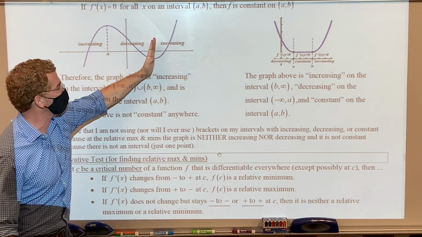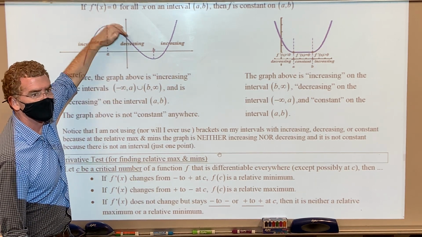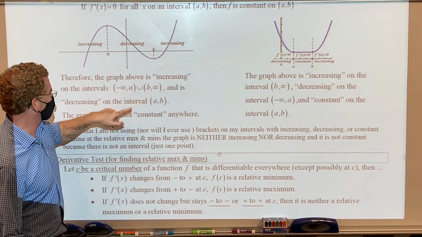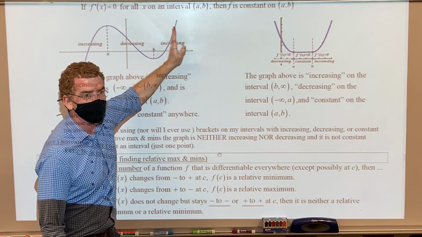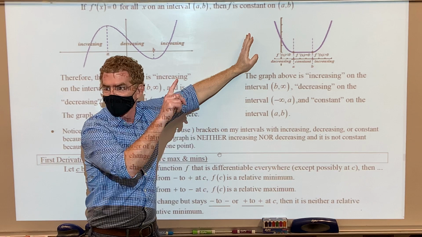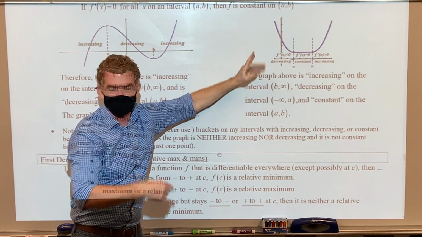From a to b, the function is decreasing. And then from b to infinity, and again, I'm going to infinity because I'm going to the right, not up. Everybody with me on this? I'm going to lock in, okay?